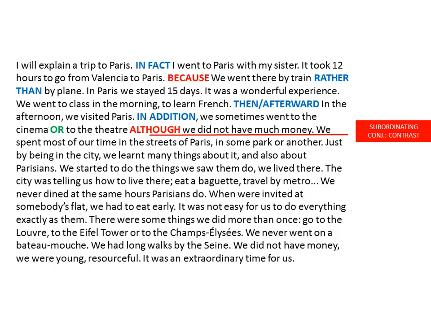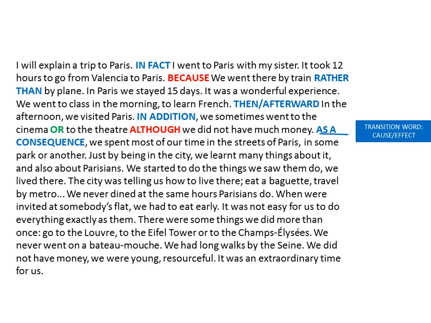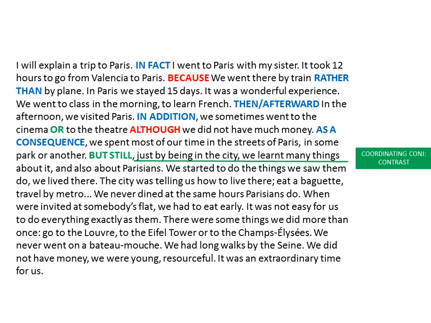Although we did not have much money. So we are linking: we did not have much money and we went to the cinema or the theater, even though it was not easy for us, creating a subordinating conjunction. As a consequence of this, a transition word which creates a cause-effect link, we spent most of our time in the streets of Paris in some park or another, but still, here there is a contrast by means of a coordinating conjunction.